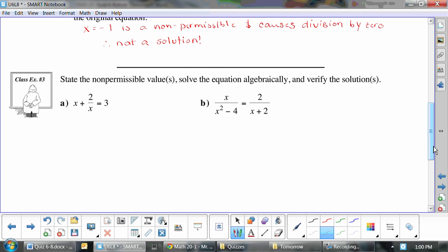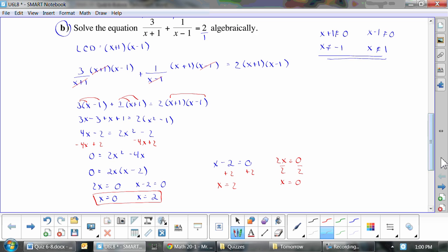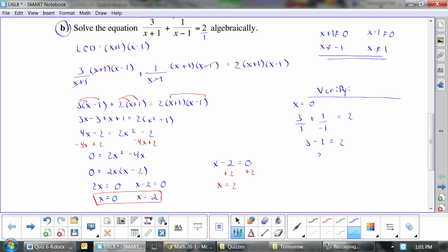Yeah, number 1. Actually, yeah, let's do that. Let's verify number 1. So we're going to scoot back a little bit, because it is good practice to always verify. So we have to verify 2 different solutions this time. We have to do x is equal to 0. So that gives us 3 over 1, 1 over negative 1 is equal to 2. We get 3 minus 1 is equal to 2. 2 is equal to 2. So x is equal to 0 looks good.